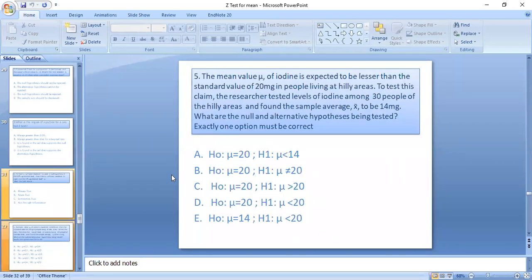The fifth MCQ is: the mean value of iodine is expected to be lesser than the standard value of 20 mg in the people living in hilly areas. To test this claim, the researcher tested levels of iodine among 30 people of the hilly areas and found the sample average to be 14 mg. What are the null and alternative hypotheses being tested? D is the correct option, because the researcher claims that the iodine level is lesser than the population mean. So D is the correct option.